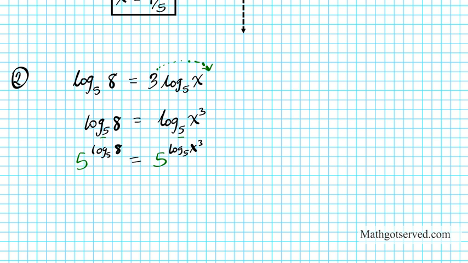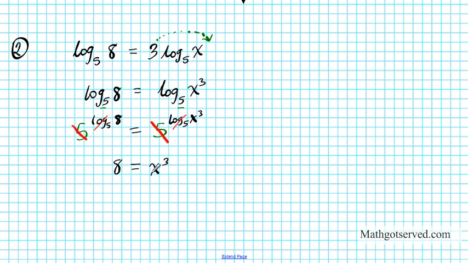On the left side, the 5 and the log base 5 cancel out, so we're going to have 8 equals, on the right side, a 5 and a log base 5 cancel out, x to the third. Now to finish this up, we need to just get rid of the third power of the x. What we can do is take the cube root of both sides. So we take the cube root of x to the third and the cube root of 8.